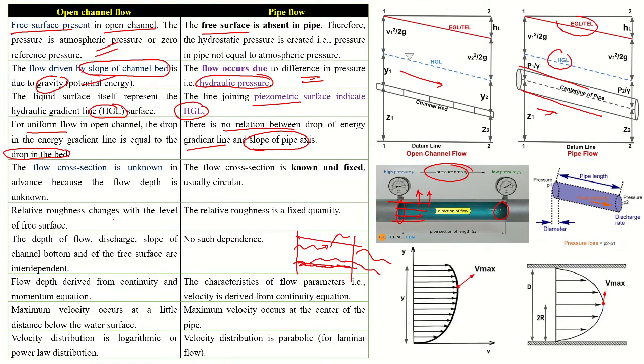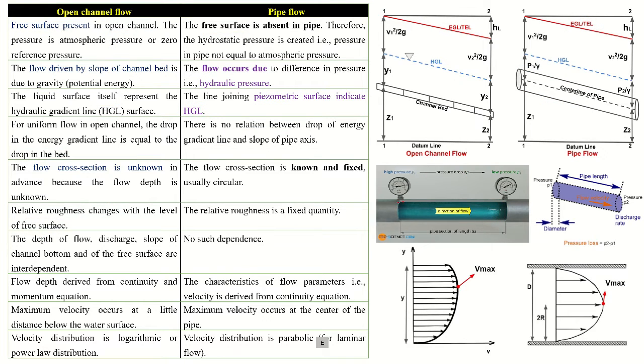Relative roughness changes with the level of the free surface. Roughness means the contact at the bottom and slope. The roughness changes or varies with the bed, or simply the type of canal or channel. In a pipe, the relative roughness is a fixed quantity, because the water flowing in the pipe is constant and the pipe is uniform.